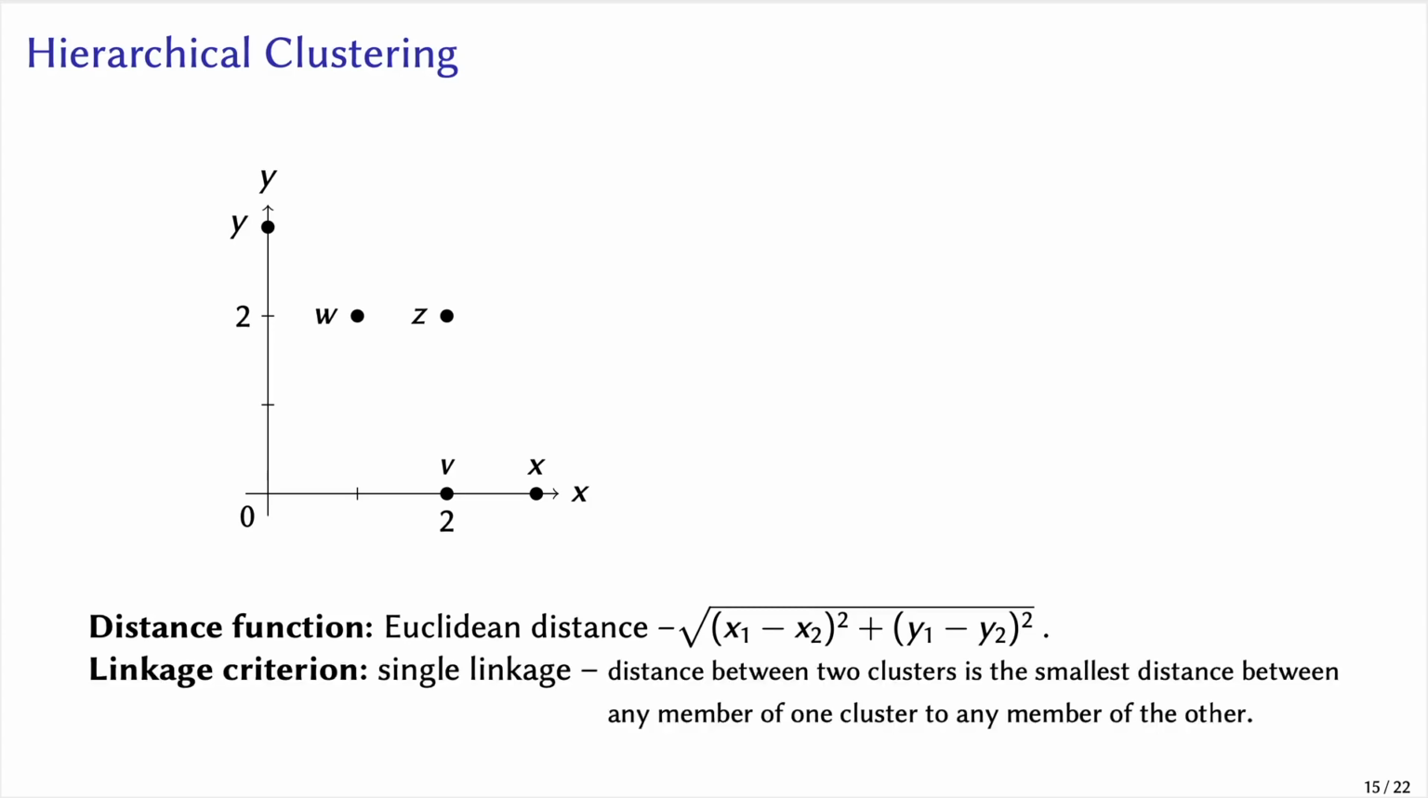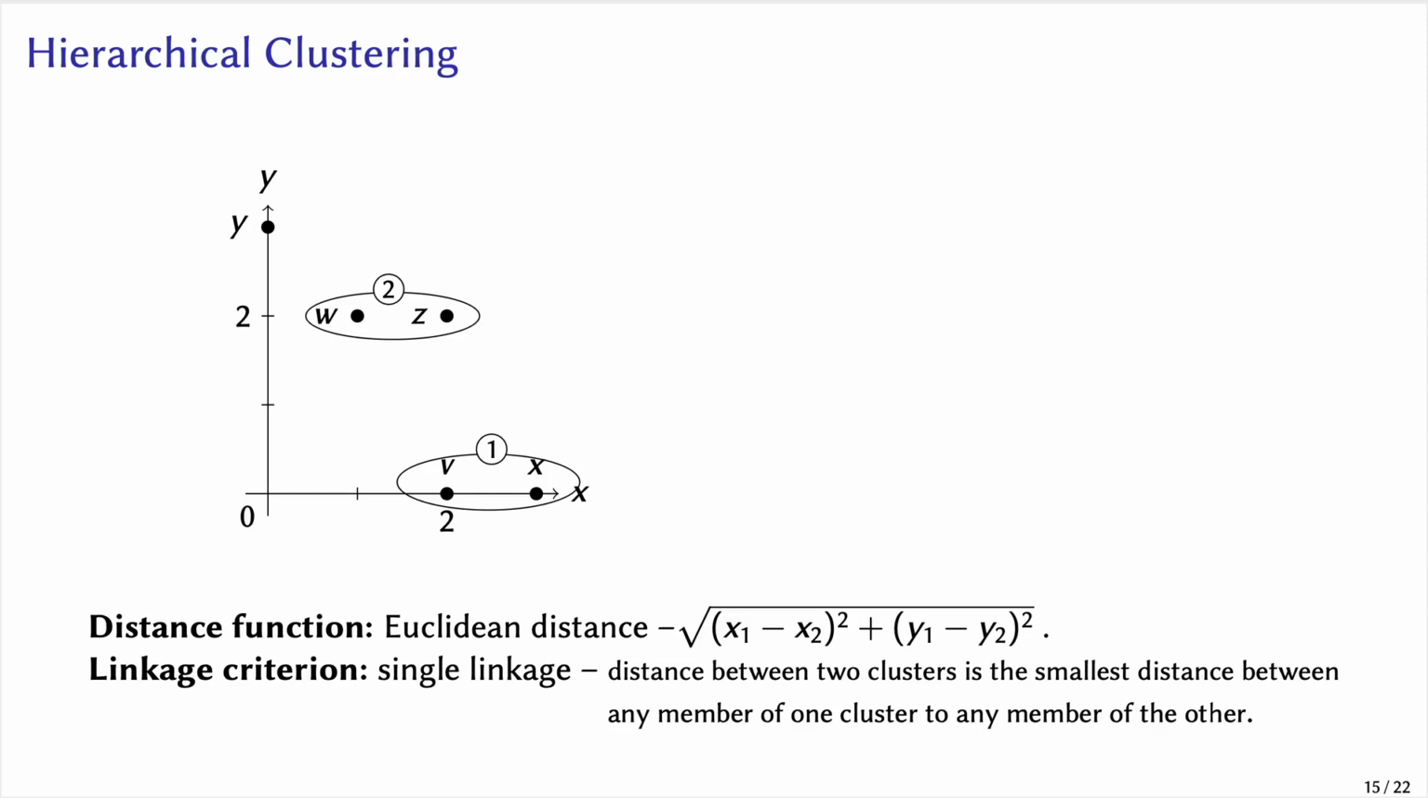which is that the distance between two clusters is the smallest distance between any member of one cluster to any member of another. To begin, we assume each point is in a cluster containing itself. First, we choose the two clusters or points with the smallest distance between them and cluster them together. V and X are as close to each other as W and Z are, so we pick V and X at random.